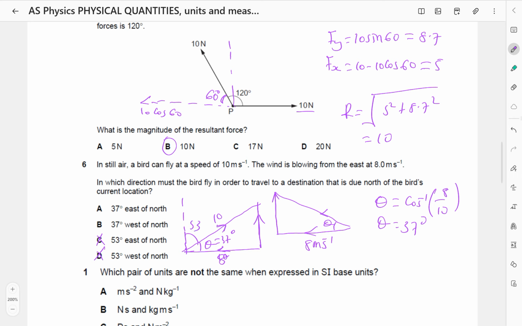So it means I crossed out one of the correct answers, because the ones which are remaining are not making any sense. When I say 53 degrees east of north, I think the answer is going to be C. When I say 53 degrees west of north, it also makes sense, because this would be 53.